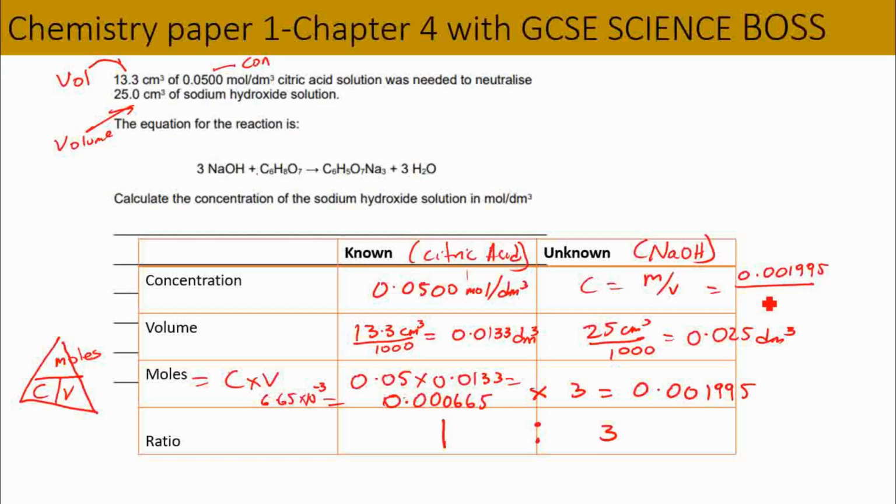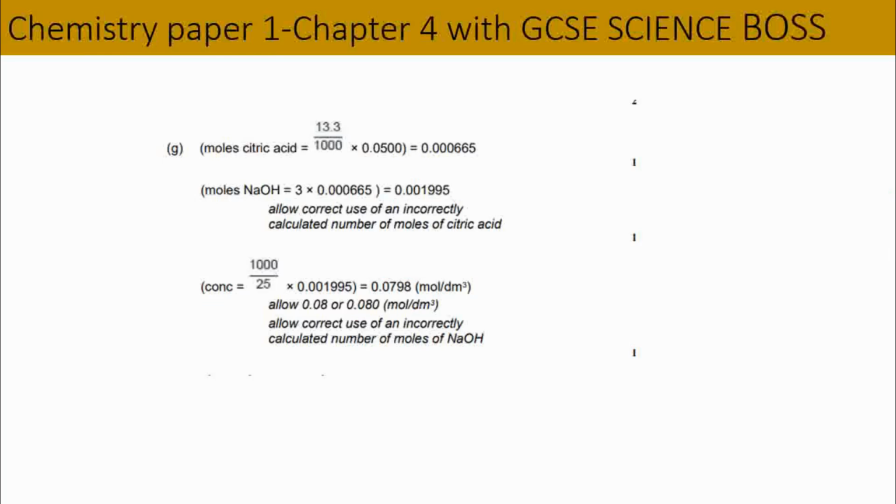0.00195 divided by volume, 0.025. And that's going to give me an answer of, I am getting 0.078 moles per dm cube. Okay, you could just write that as a big M, moles per dm cube. So let's have a look at your mark scheme. I think that could be worth more marks.